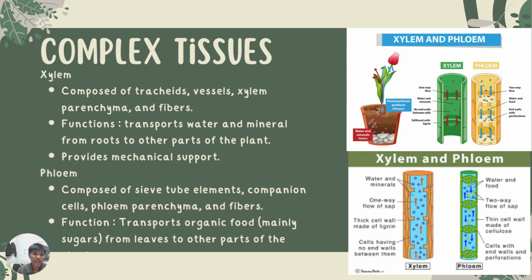Complex tissue. Xylem is composed of tracheids, vessels, xylem parenchyma, and fibers. Its function is to transport water and minerals from roots to other parts of the plant. It also provides mechanical support. And the phloem is composed of sieve tube elements, companion cells, parenchyma, and fibers. Its function is to transport organic food, mainly sugar, from leaf to other parts.